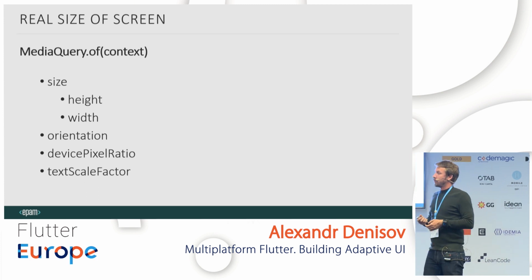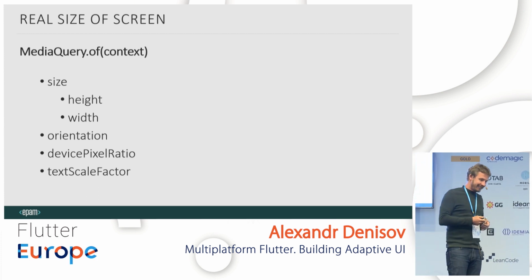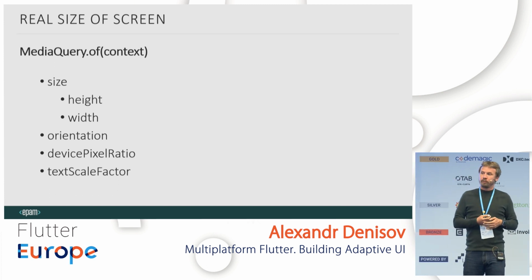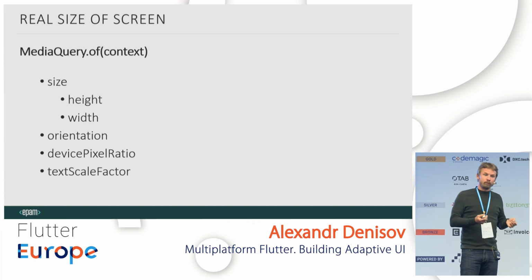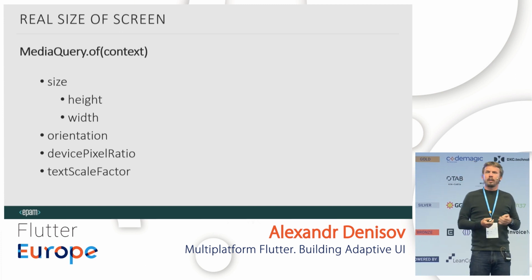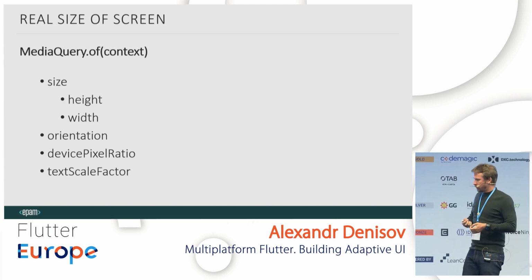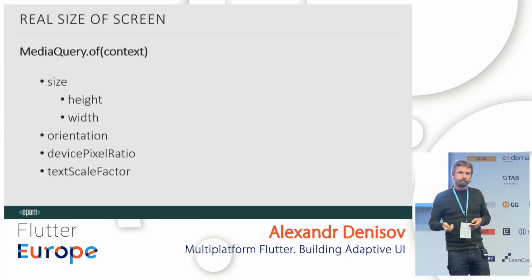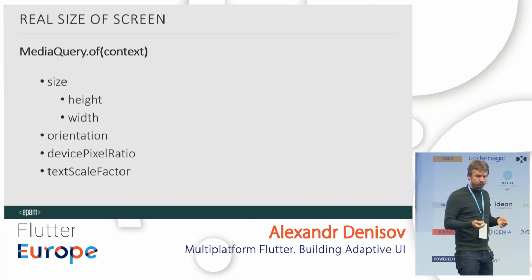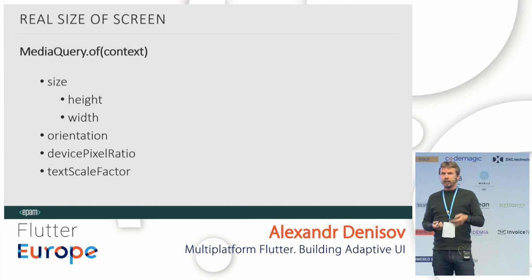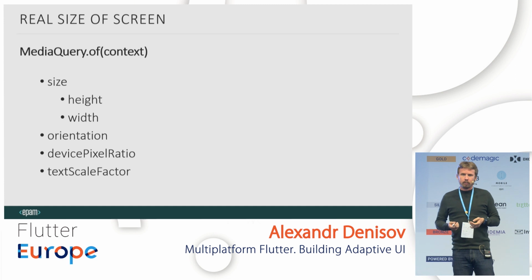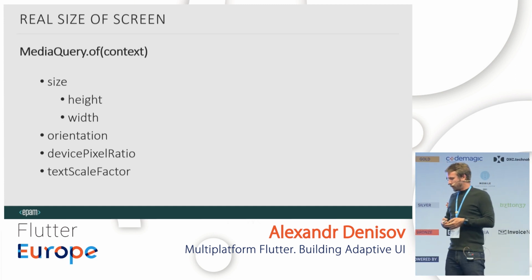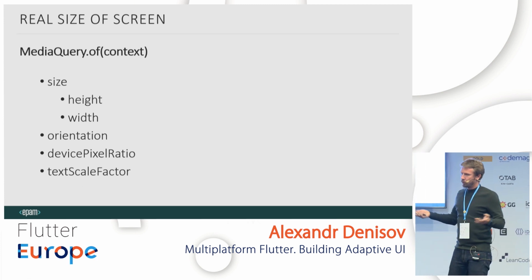And actually, you can get screen size and other useful information about your screen on your own. There is a special class for this, MediaQuery, and you can get an instance of this class everywhere from the build context. And you can get screen size, orientation again, device pixel ratio, and text scale factor. And you can use this information as you want.